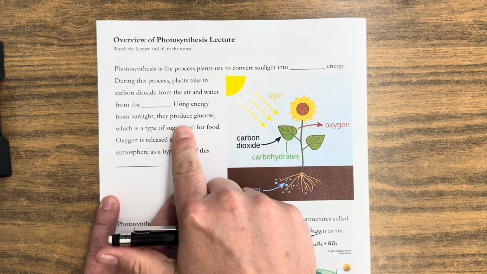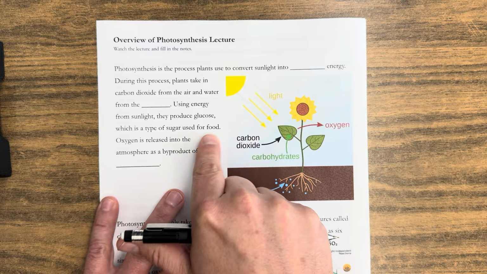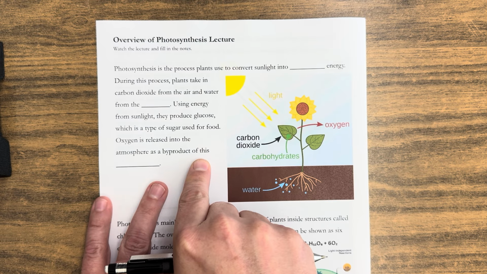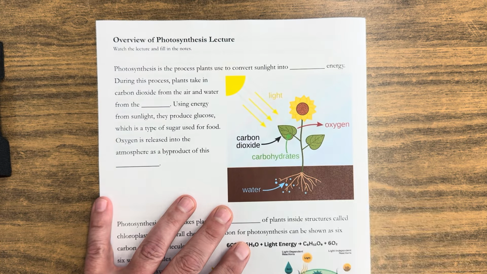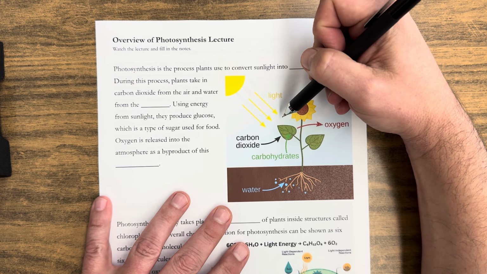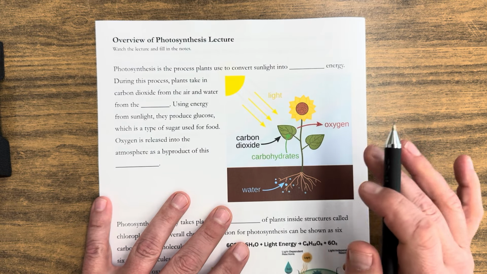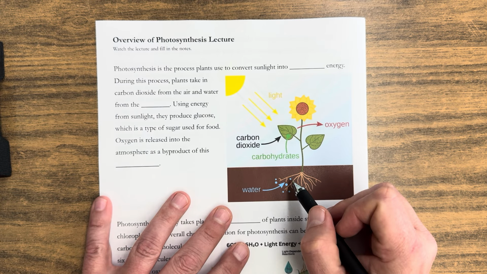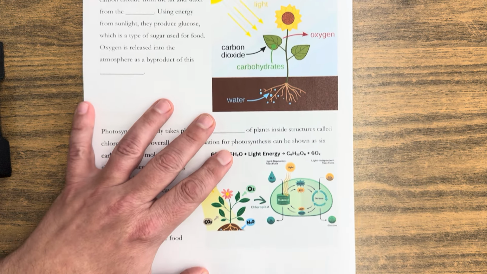Using energy from sunlight, they produce glucose, which is a type of sugar used for food. Oxygen is released in the atmosphere as a byproduct of this reaction. So we'll find out later on, as it gets more complex, the energy from the sun is going to be put into these carbohydrates, which is the basis of our food chain. But you need carbon dioxide and water as well. And then oxygen will be released as a byproduct.